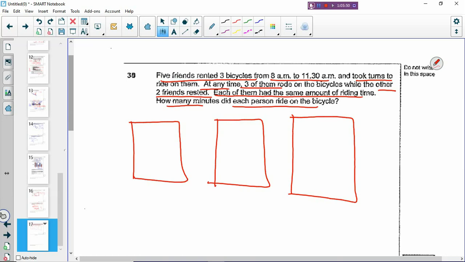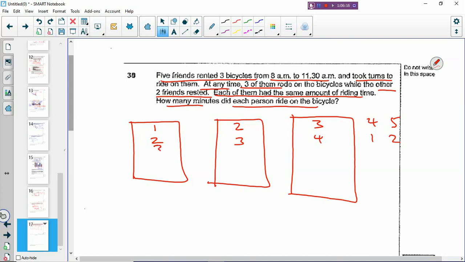There are 5 friends. So you have the first, second, and third person riding on each bicycle, and you have the 4th and the 5th person resting. So there's a bit of listing over here. And then the first person rests, comes out, and you have the second, third, 4th riding, and the first and the second person resting. So you're doing something like listing.